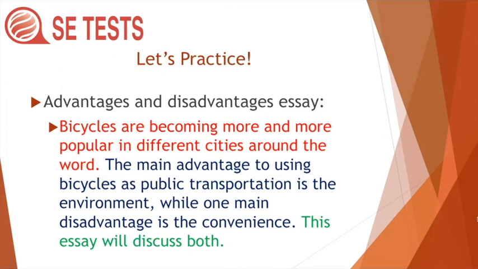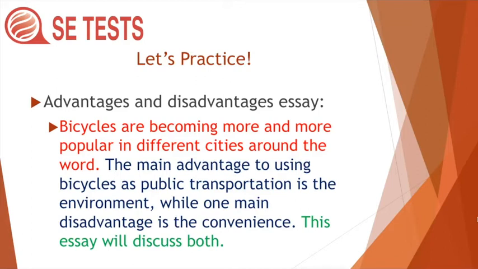All right, so you can look at your introduction and compare it to what we have. Bicycles are becoming more and more popular in different cities around the world. This is the paraphrased sentence. We have our thesis statement. The main advantage to using bicycles as public transportation is the environment, while one main disadvantage is the convenience.